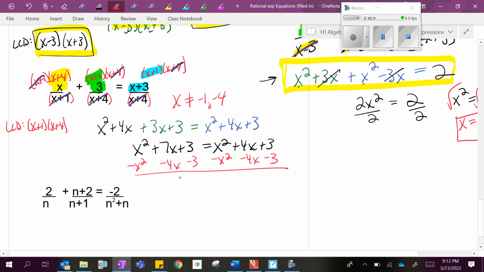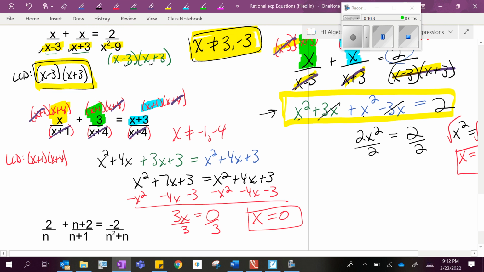So I end up getting 3x equals 0. Okay, so if 3x equals 0, I divide by 3, and I get my solution is x equals 0. I check my domain restrictions, and 0 is not restricted, so it's a valid answer. So x equals 0.